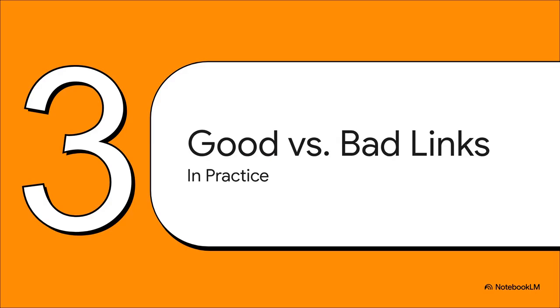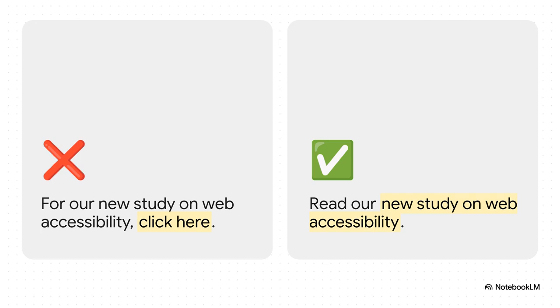Okay, so let's look at some real examples of this in action. Good versus bad links. You'll see it's kind of wild how a tiny change in wording can make a world of difference. So on the left, you've got the classic click here. Super generic, tells you nothing. But on the right, the link text is the destination. New study on web accessibility. I mean, if you were just scanning the links on a page, which one would be more helpful? Yeah, it's a total no-brainer.